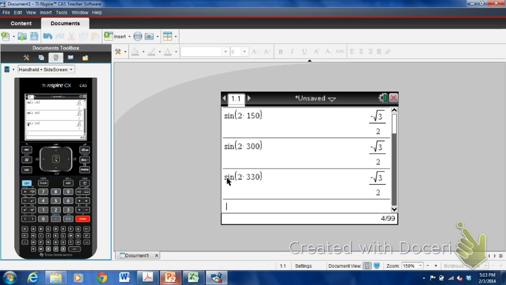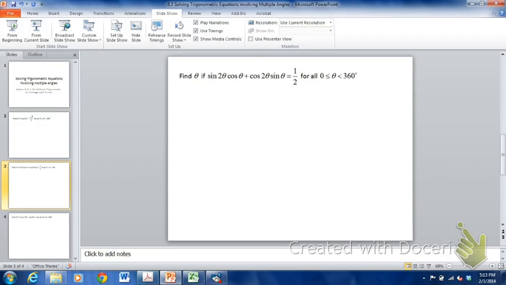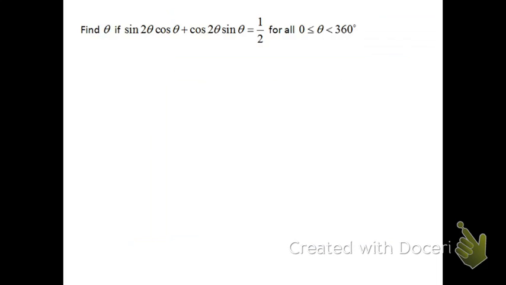Alright, let's try another one that's slightly more complicated. This is a marriage of this section, 6.3, because it involves multiple angles, and also the previous section, 6.2, because it involves an identity. So if you see a trig equation that has multiple trig functions in it, first make sure that you can't just factor out one of the trig functions.